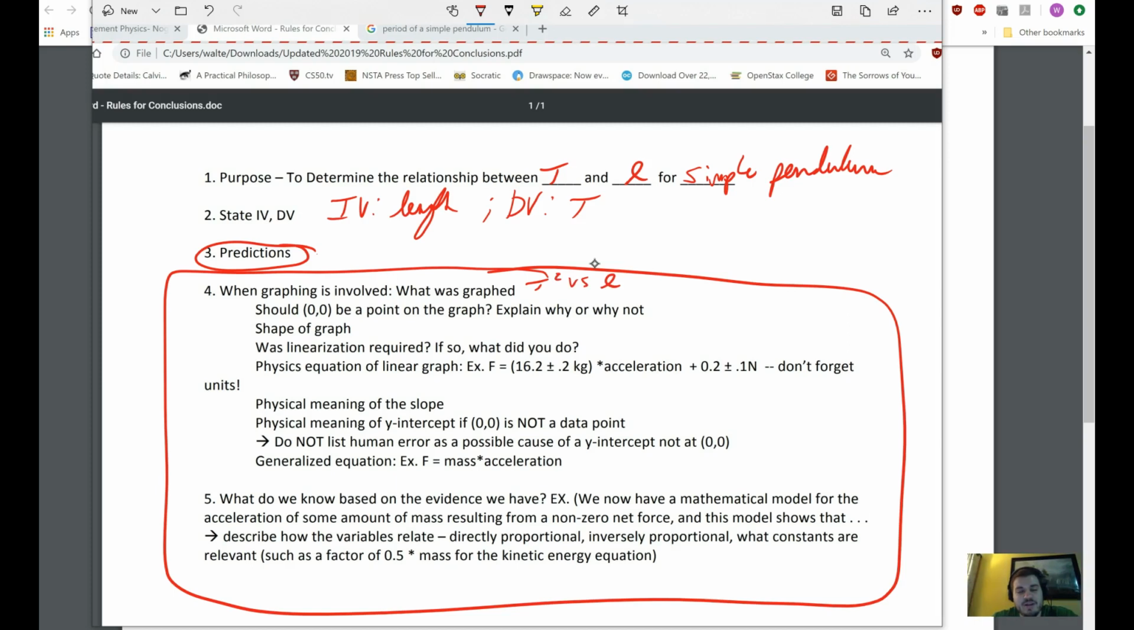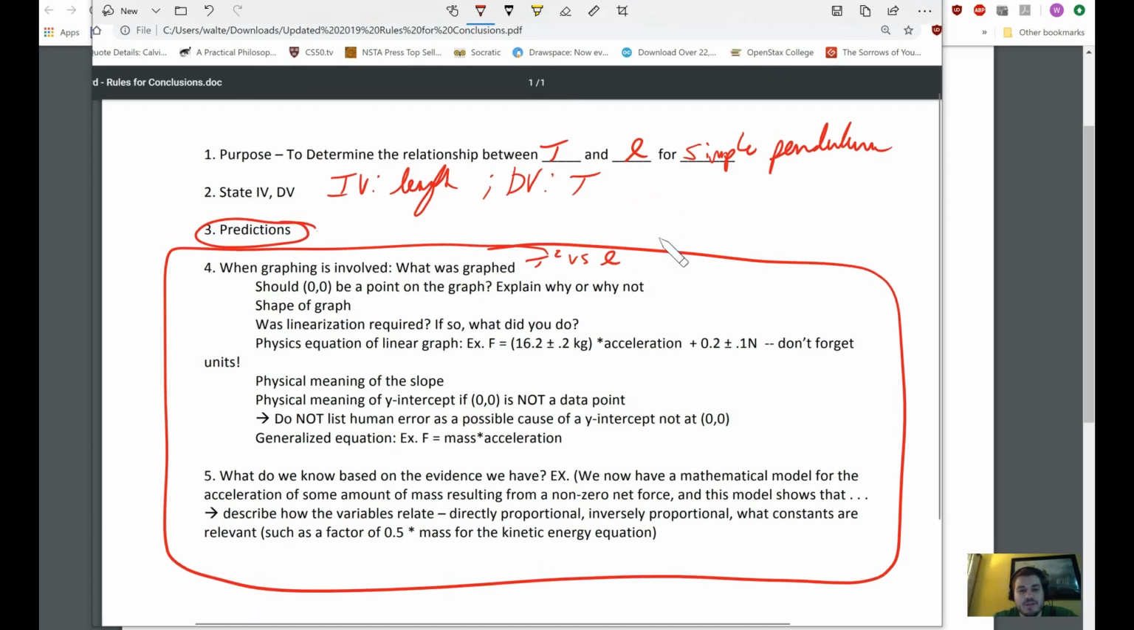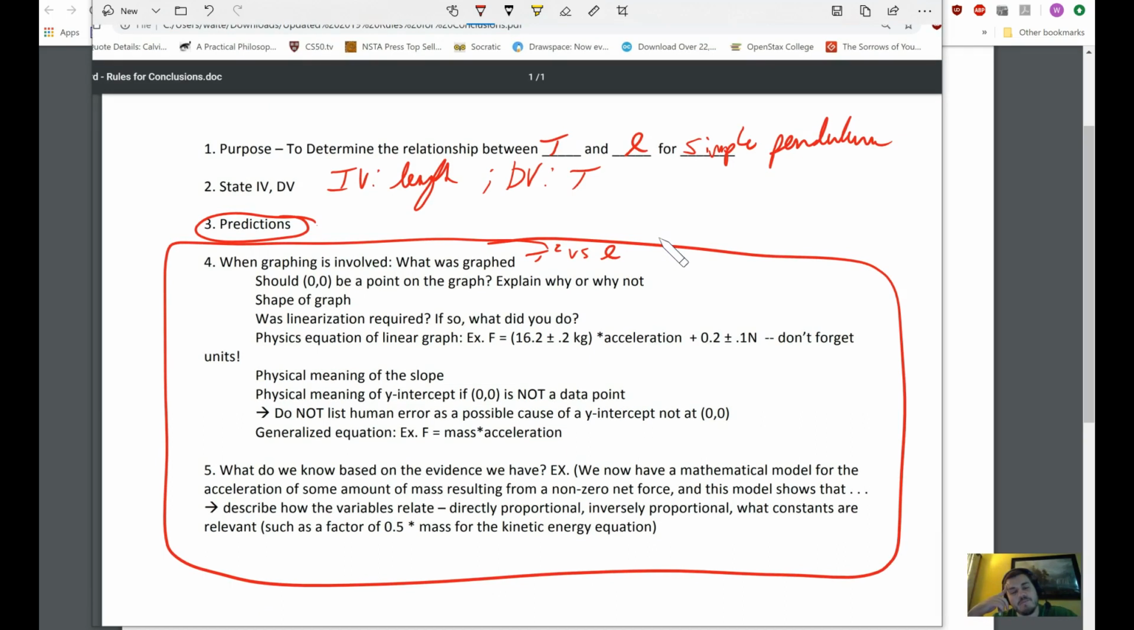After we graphed it, we need to identify some important things. So the first one is, should (0, 0) be a point on the graph? Explain why or why not. Essentially, we're trying to think about whether my length equals 0 should give a period equal to 0. And the answer is yes, ideally. If the length is 0, the period should be 0.